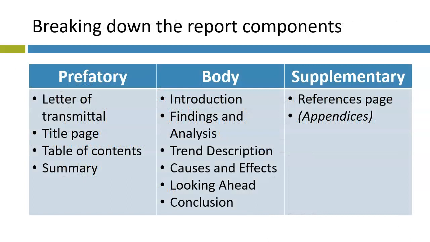So let's break down the different components of the report, and you can see here I've got 3 columns for prefatory, and prefatory simply means things that come before. The second column is labeled body, the body of the report. And by the way, it's those components that we require for the peer review in the lab. And then in the right-hand column, we have supplementary items. So let's take a look at each one in turn.